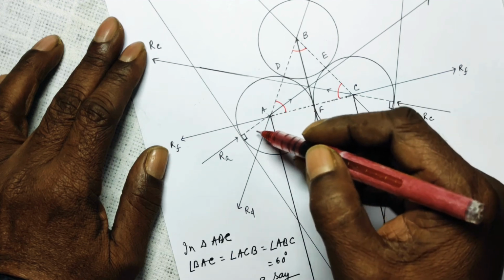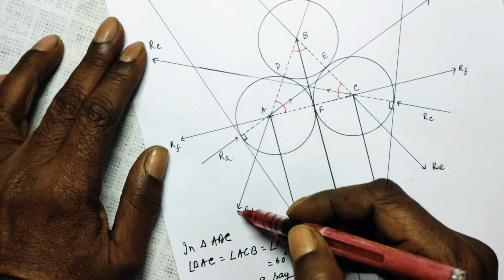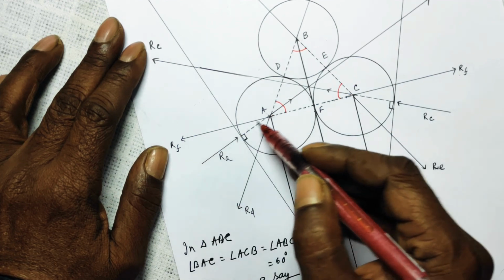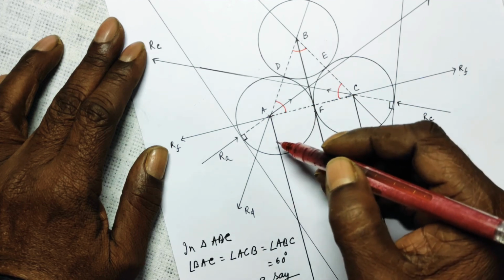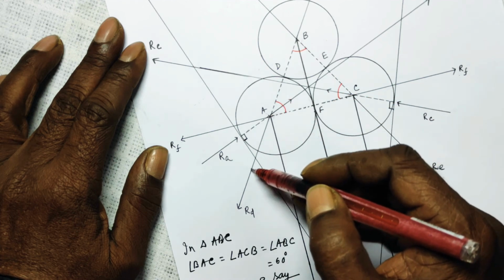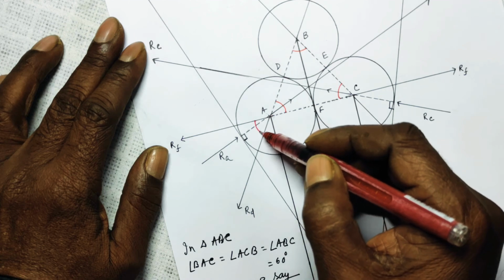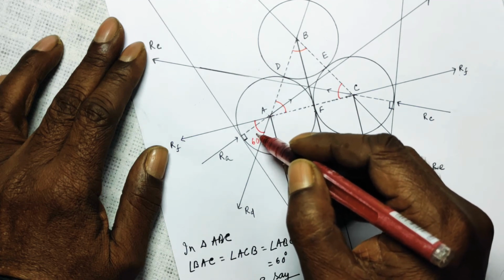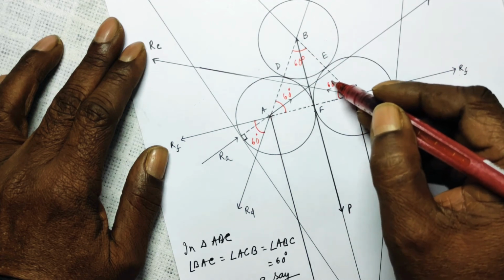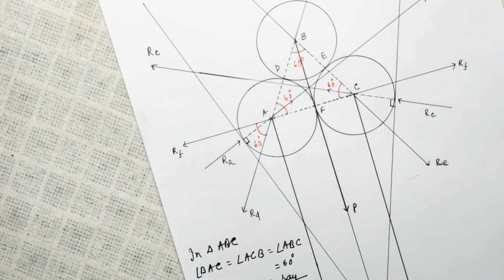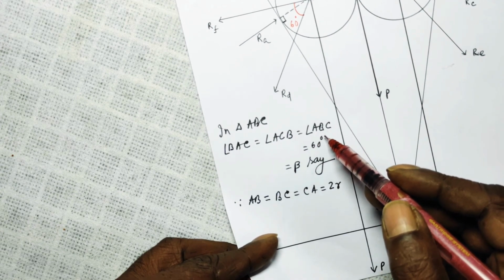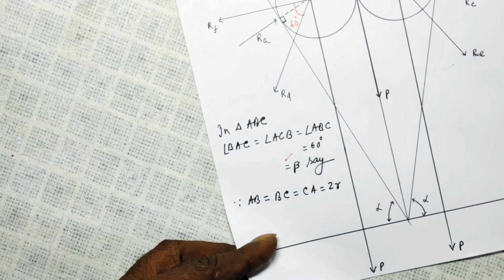And since this is 60 degree, this line is the continuation. This is the continuation of this dotted line. This is the horizontal line. So this angle is vertically opposite to the angle between this and the angle between this. That is, this is equal to also 60 degree. 60 each. Let me write it. So in triangle, just as I explained, angle BAC is equal to angle ACB is equal to angle ABC is equal to 60. Let it be beta.